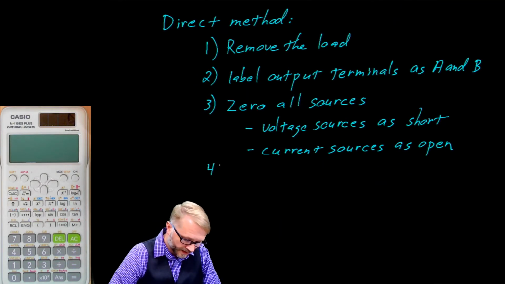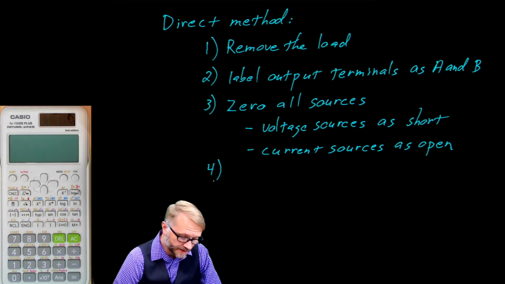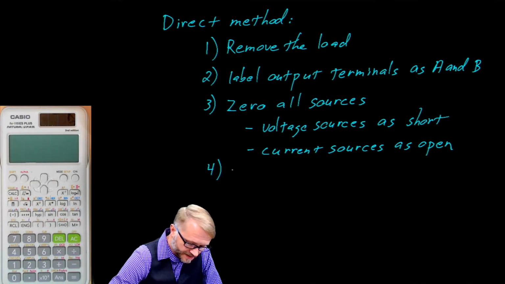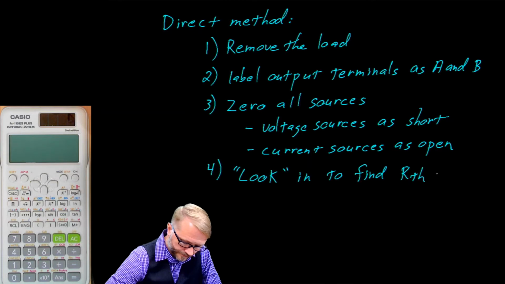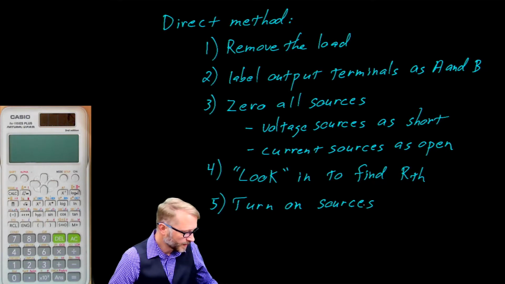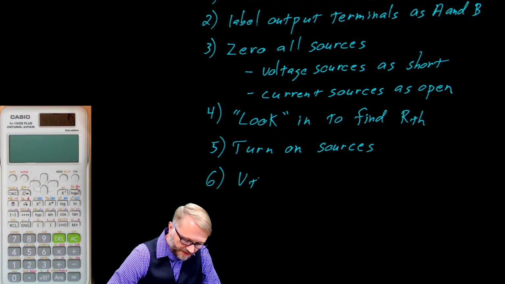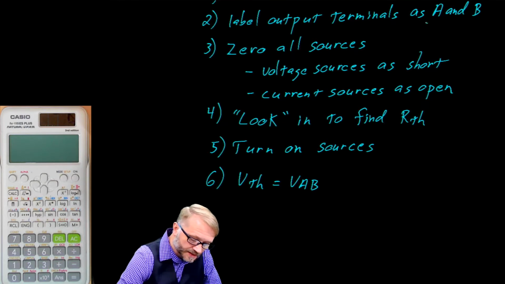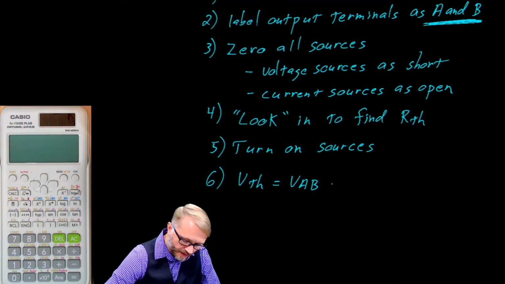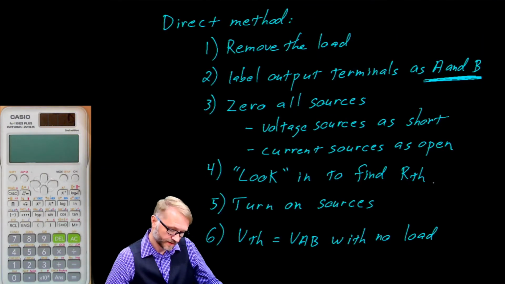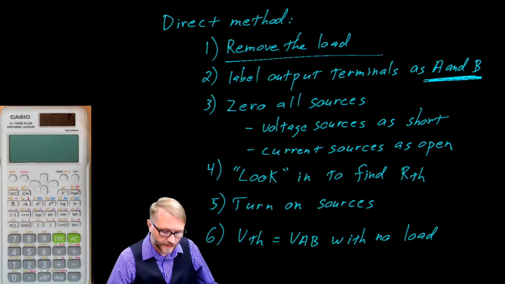The next step is to look into the circuit to calculate the Thevenin resistance. Next, we turn all the sources back on. And finally, we do a calculation. We say that the Thevenin voltage is equal to the volts A to B. These are the terminals up there that you labeled, A and B, with no load attached. And of course, step one was to remove the load. This will make more sense with a few examples.